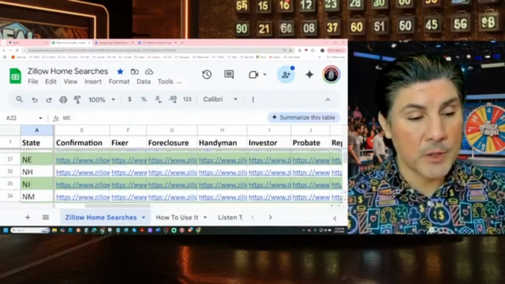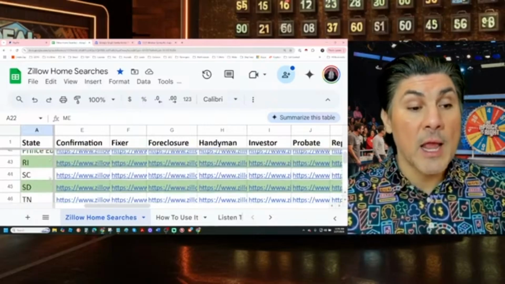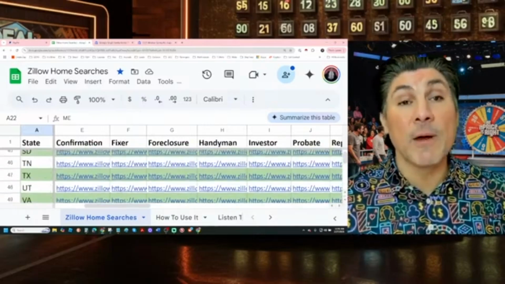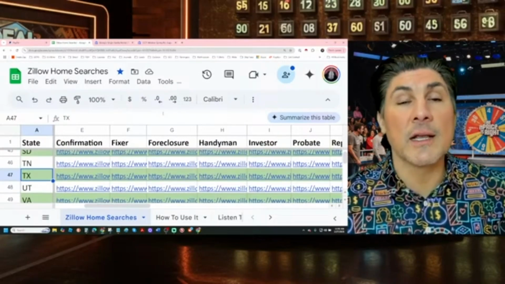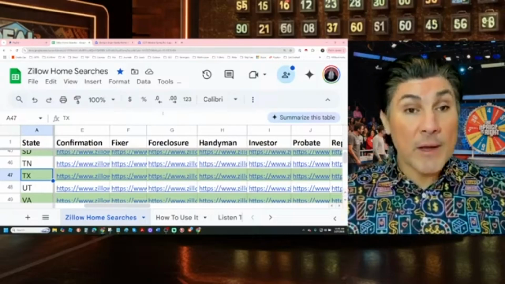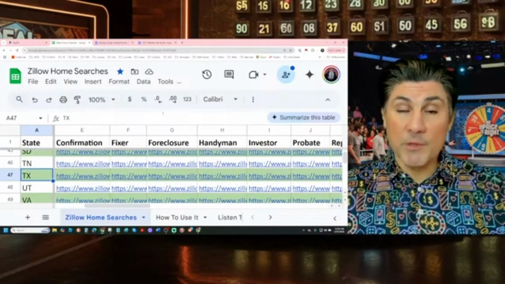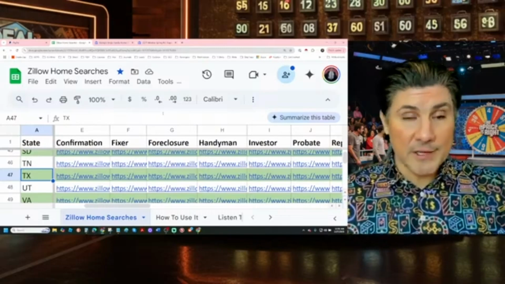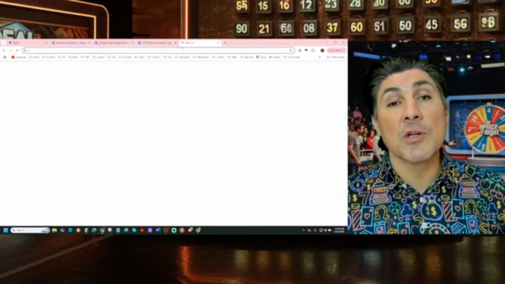Let's go to Texas, and I'm going to show you how you would handle that. Now, the best way to handle a non-disclosure state is to use a paid tool. But I'm just trying to teach you free ways to do this. Even though the spreadsheet does cost $10 to have access to, the other thing that you could do is you could use Batch Leads.